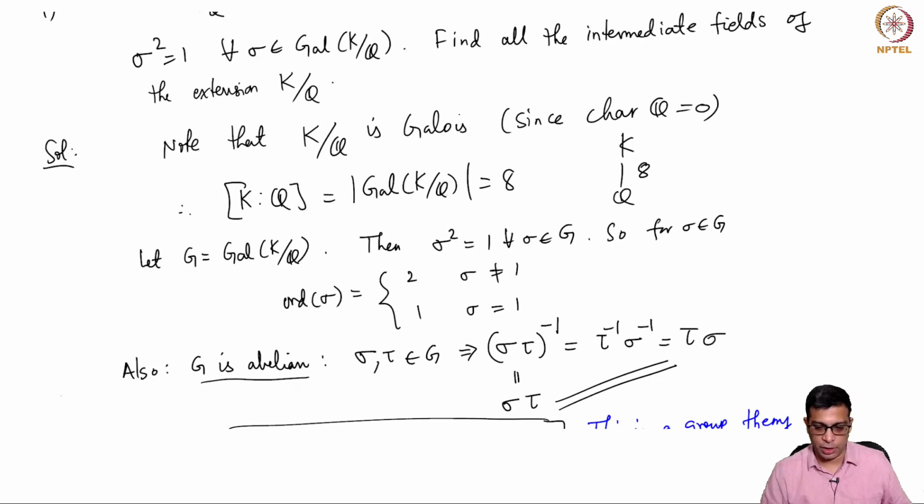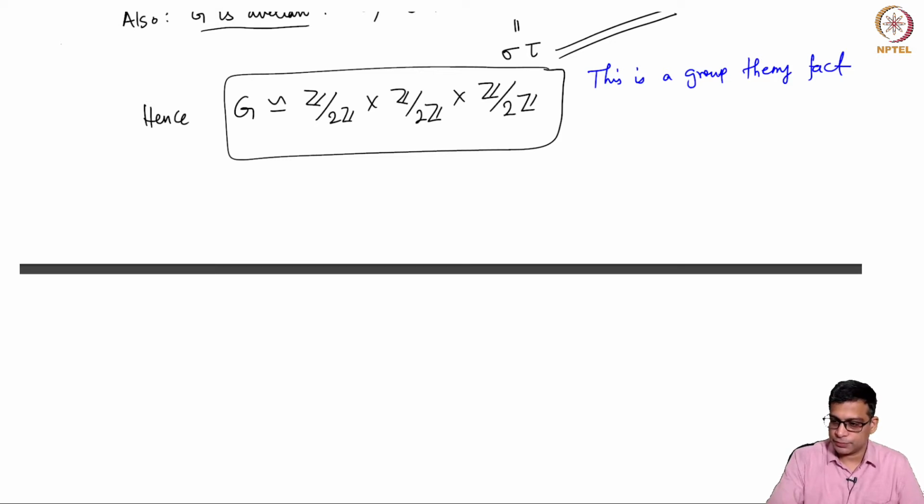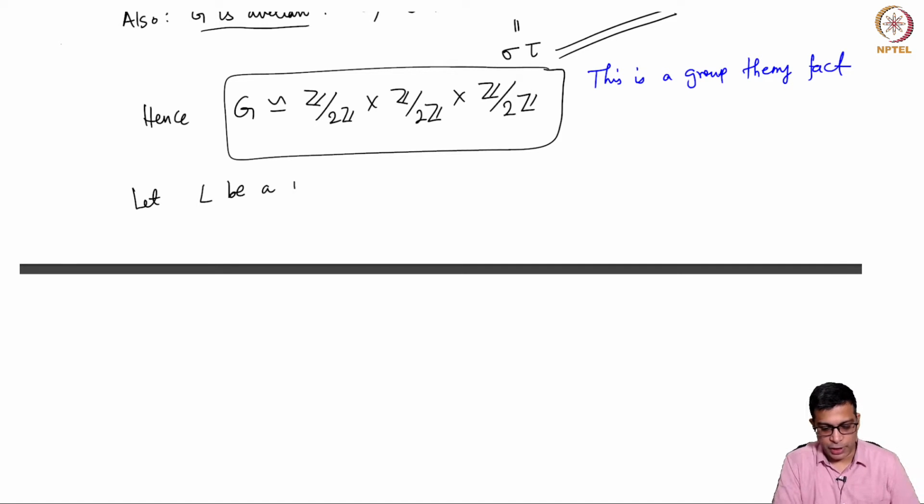So with this data, now let's go about finding intermediate fields. So let L be a non-trivial intermediate field.